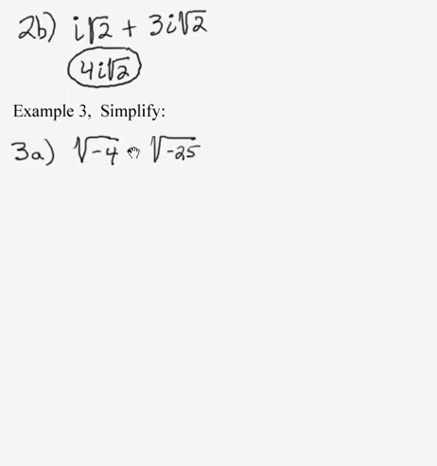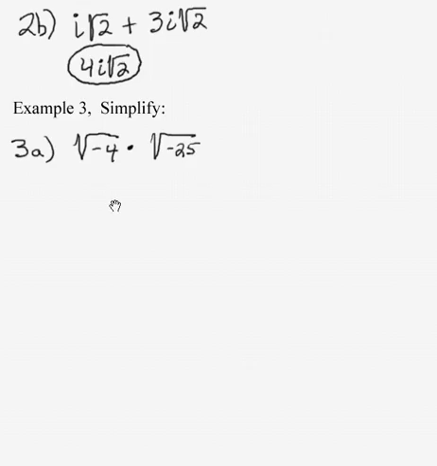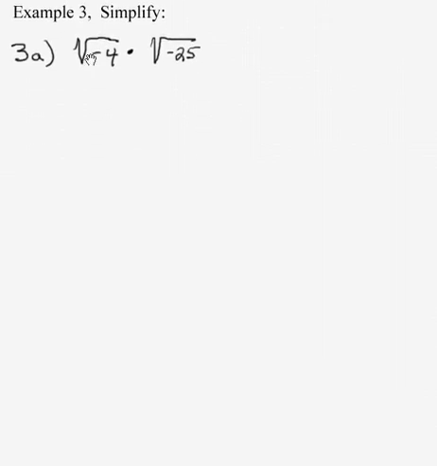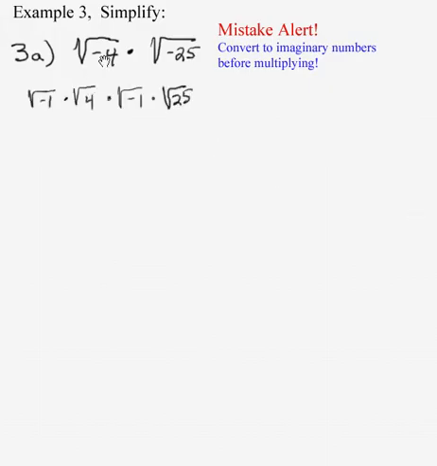Multiplying, we cannot multiply them until we convert them into something that does exist. Square root of negative 4 does not exist in the real number system, neither does the square root of negative 25. So a mistake alert here is to make sure you convert them into something that does exist, like the imaginary numbers, first before you multiply them. So factor out the square root of negative 1 and then the square root of 4. Factor out the square root of negative 1 and then the square root of 25.